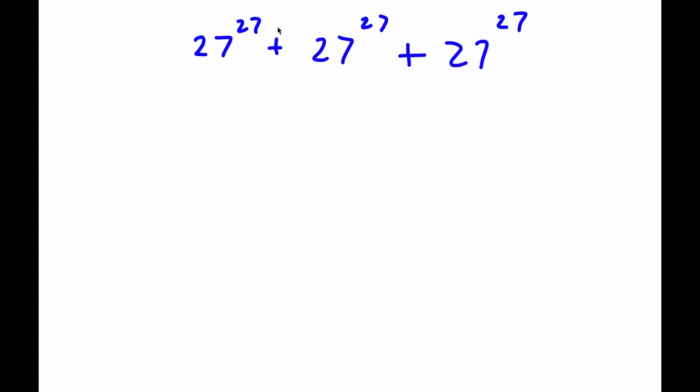Alright, so I have 27 to the power of 27 plus 27 to the power of 27 plus 27 to the power of 27. Now, the first thing I'm going to do is factor out 27 to the power of 27. So now I have 27 to the power of 27 times 27 to the power of 27 divided by 27 to the power of 27 is 1, because anything divided by itself is 1. So I have 1 plus 1 plus 1.